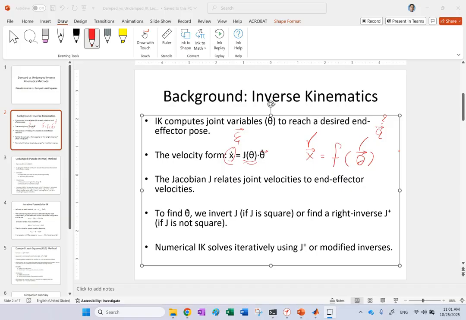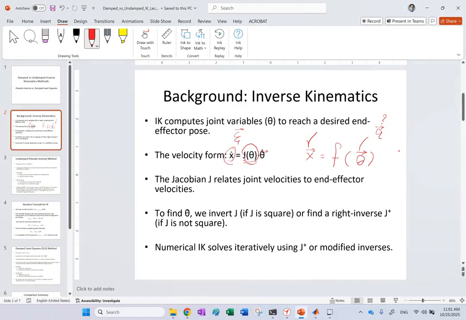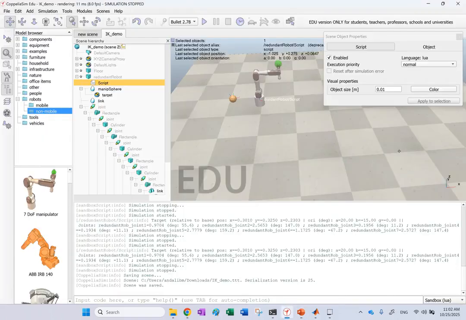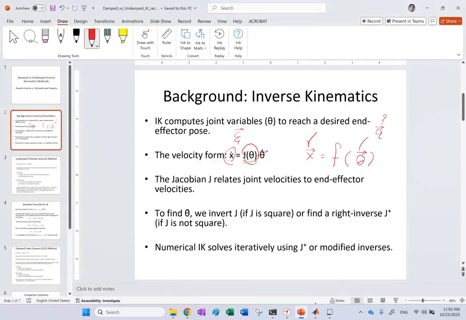And one of the problems is that sometimes this J matrix is not a square matrix, right? Because your robot is, let's say, redundant. In this example that I showed you in CoppeliaSim, the robot is 7 DOF. So in that case, theta dot is a 7 by 1, and x dot is a 6 by 1. So your Jacobian is a 6 by 7. So you cannot simply invert J, multiply it by x dot, and get theta dot, right?